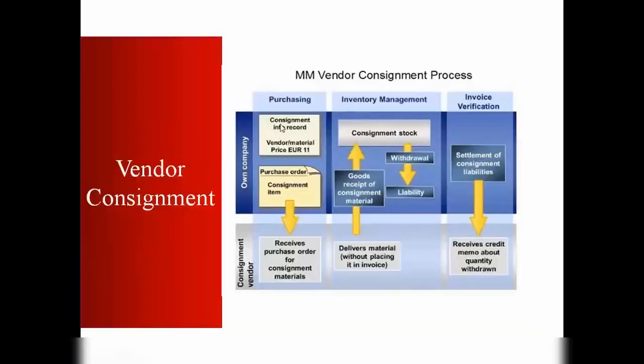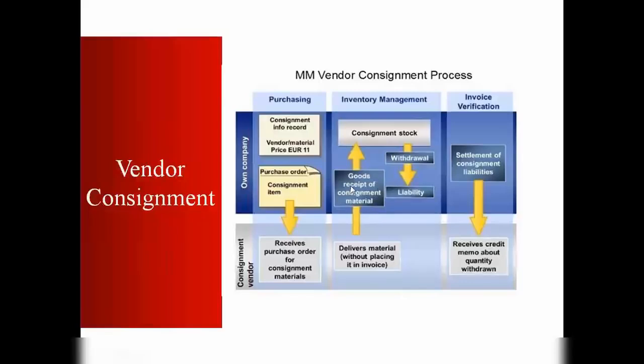So let's look at this picture. You can see here three boxes again: purchasing, inventory, invoice verification. In purchasing, what we do is create a consignment record. We'll talk about this record later on. We can also create a purchase order for a consignment item. Whenever we want to consume some item from that stock, we can create a purchase order for consignment, and that purchase order will be received by them, and as soon as we have created the purchase order, we'll consume those items.